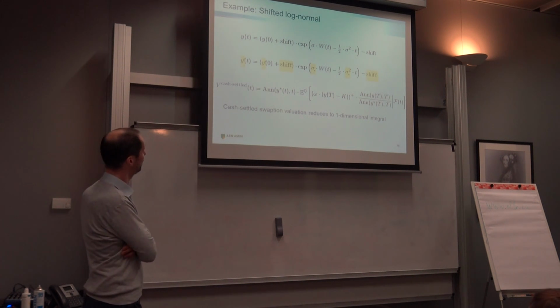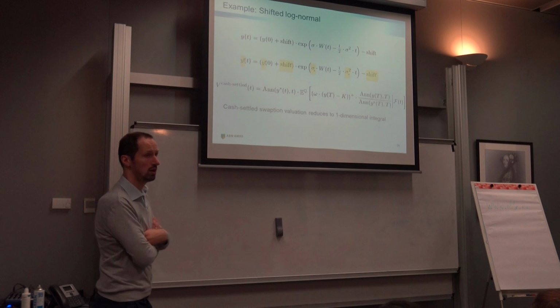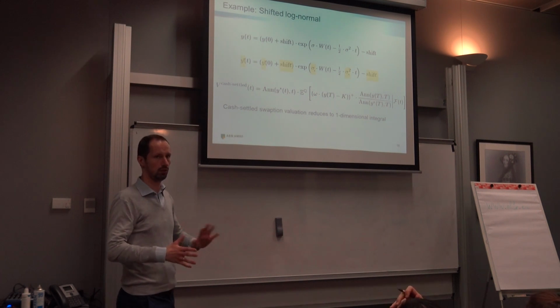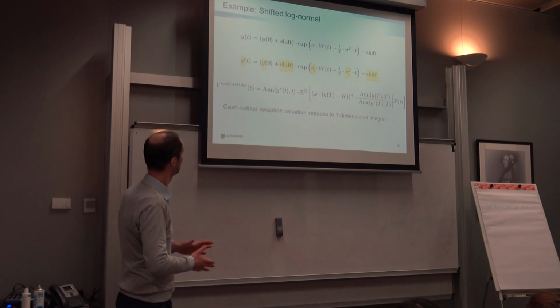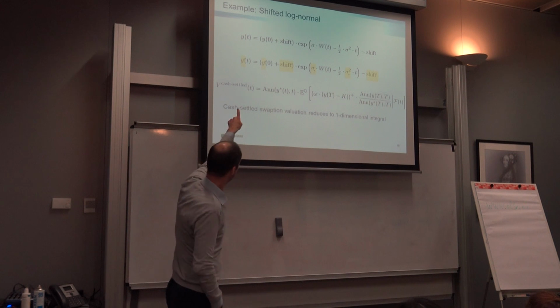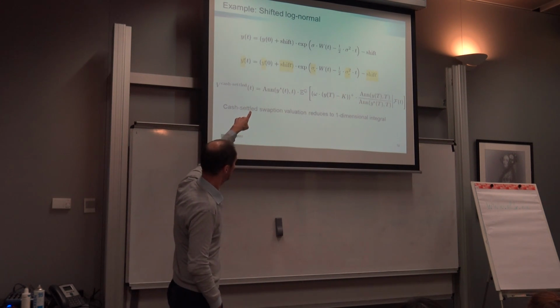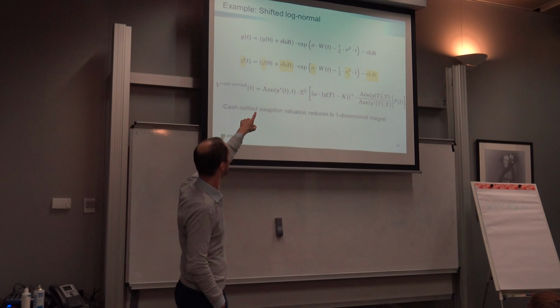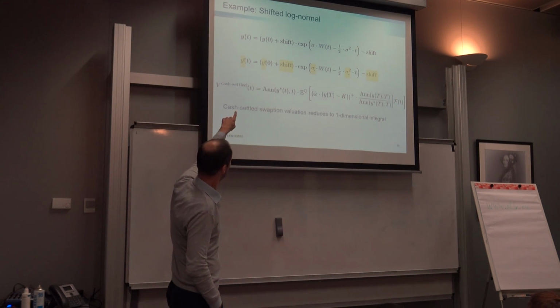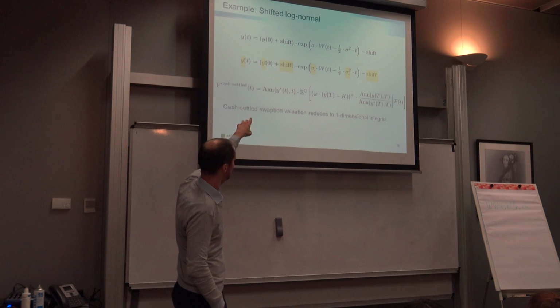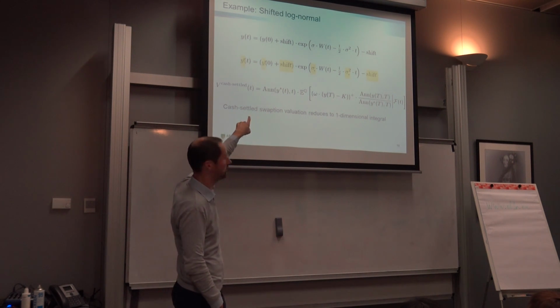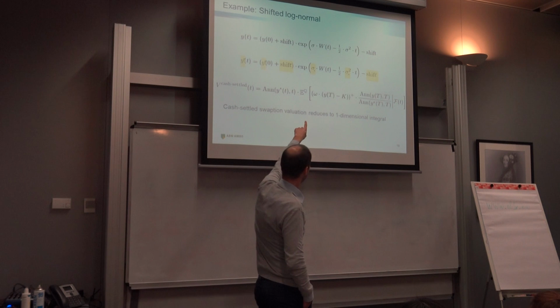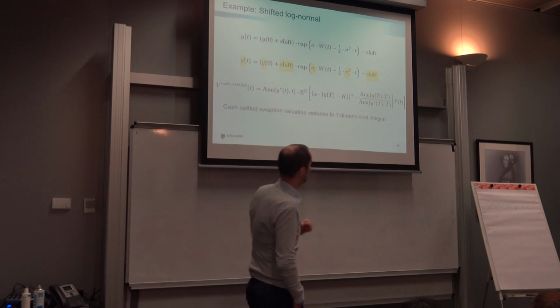So here's an example with shifted log normal, but you can also apply this framework using the normal setup. At the top you see a shifted geometric Brownian motion with its volatility sigma, and then the auxiliary process is also a shifted geometric Brownian motion with its own volatility sigma star.